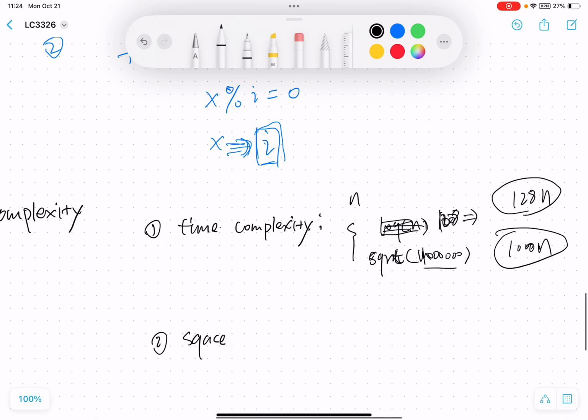Second is space complexity. Actually, for the second solution, we don't need extra space. For the first, we need to get a prime list, so we need extra space to store the prime values. So it will be 2n for the first, and O(1) for the second. So finally the space complexity will be O(n). So this is all about this problem.